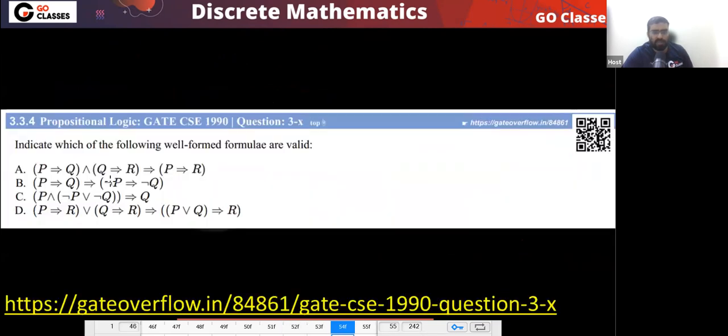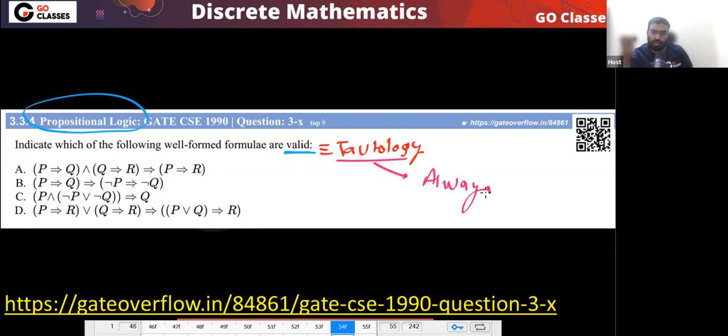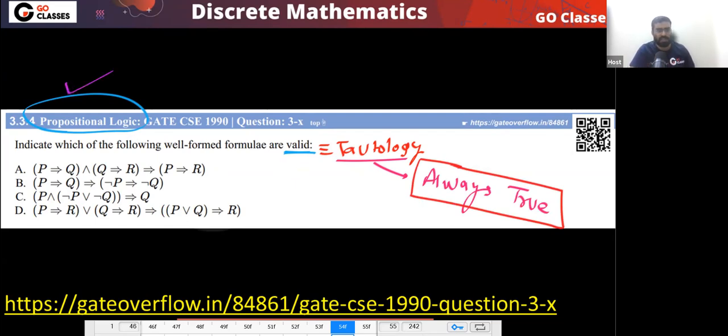Let's see this question. This is a GATE 1990 question. Which of the following formulas are valid? Remember, this is propositional logic, so they can also ask you about tautology. In propositional logic, valid means tautology. Tautology means always true, something which is always true. This is the definition. So tell me the answer.